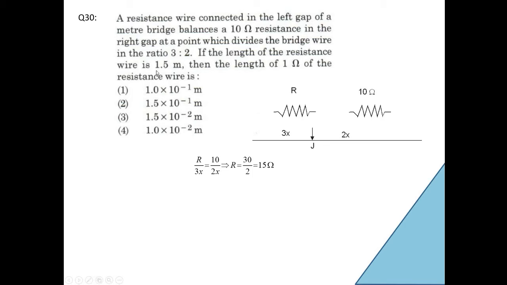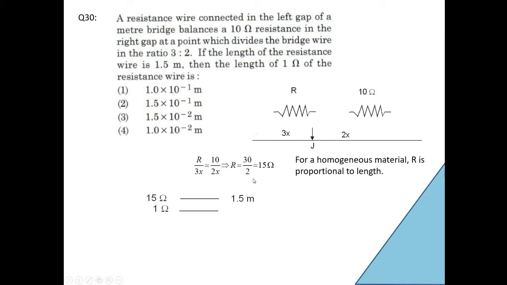But that 15 ohm wire has a length of 1.5 meter. Then what would be the length of 1 ohm of the resistance wire? For homogeneous material, resistance is proportional to length. So we found it to be 15 ohm, and it has a length of 1.5 meter according to the given data. Therefore, if it is 1 ohm resistance, what will be the length? 1.5 by 15 is equal to 0.1. Of course, it is length, so meter. So 1.0 into 10 to the power of minus 1 meter. The correct option is option 1. Is it clear? We'll go to the next problem.